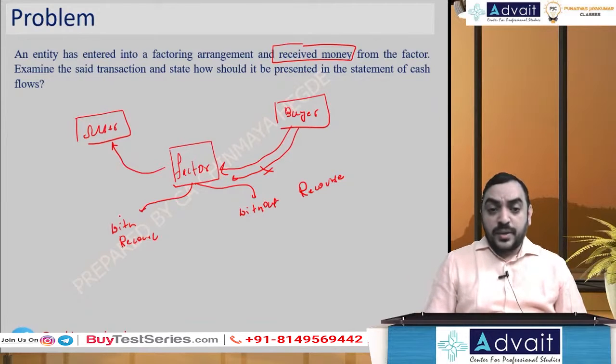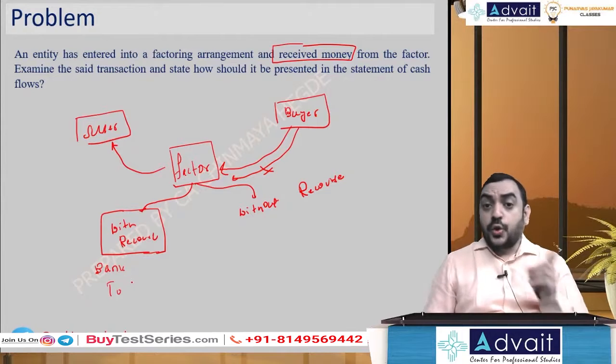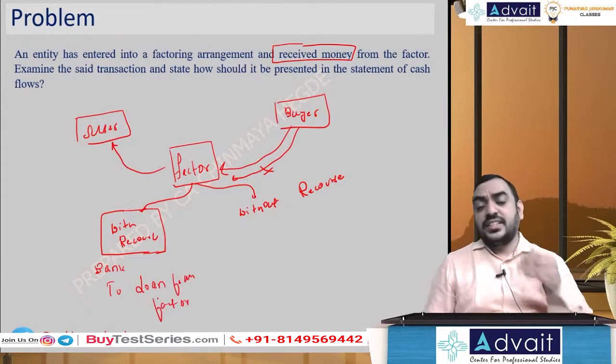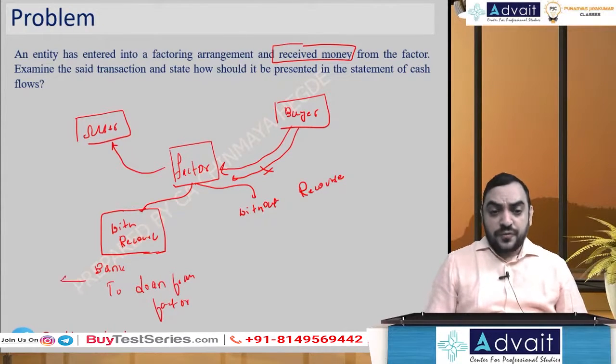So the journal entry in this case, with recourse, will be bank account debit to, you don't say to debtors or to receivables, you say to financing arrangement, to loan receipt, loan from factor. Since it is received as loan, this will be part of financing activities. It will be part of financing activities.